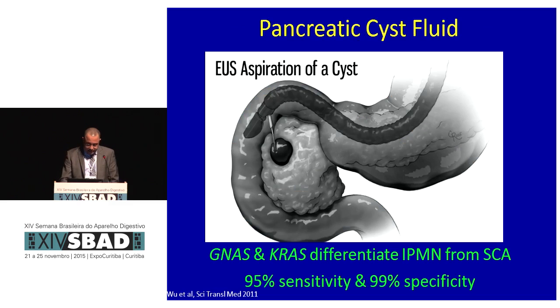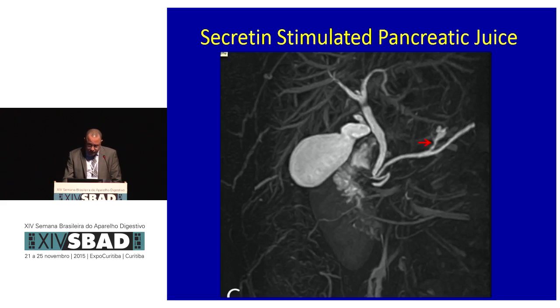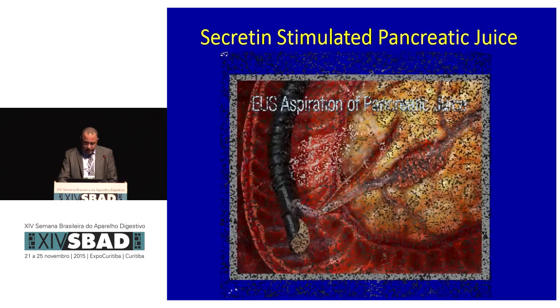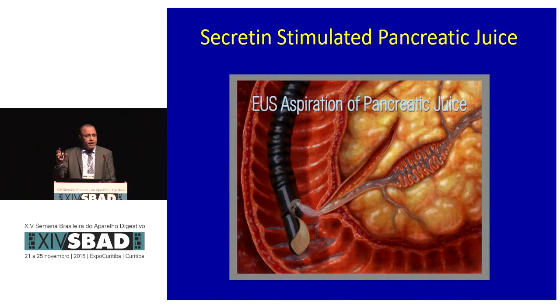And they looked at GNAS and KRAS to differentiate IPMNs from serous cystadenoma in a small initial study, and it had a very high sensitivity and specificity. Then what we looked at is if you give secretin to stimulate pancreatic juice, and then you go with your EUS scope and suction the fluid coming out of the pancreatic orifice, you can actually look at these mutations.